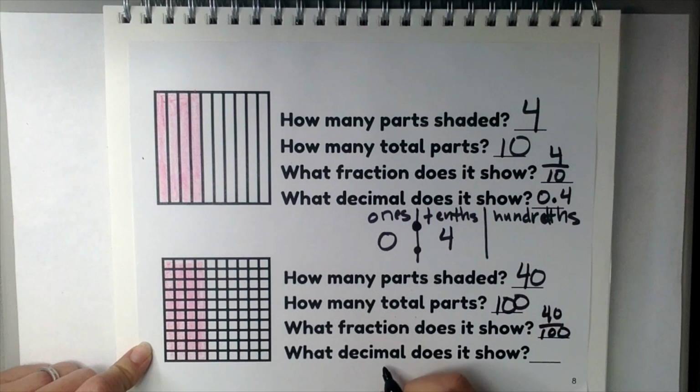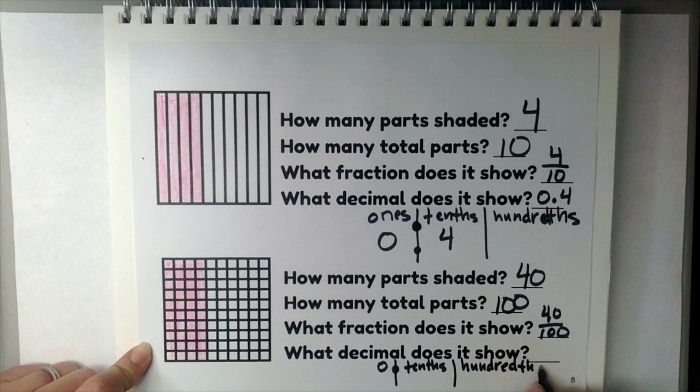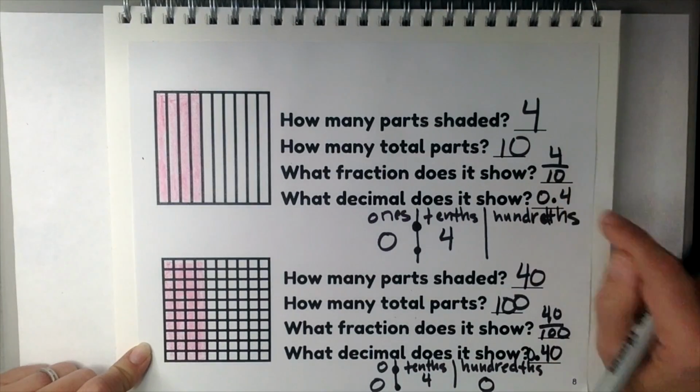What decimal does it show? So we can do our ones, decimal point, tenths, hundredths. I always forget the D in hundredths. So if we put it in this number, in the tenths place, there's a 4, and in the hundredths place, there's a 0. So we can write this as 0.40, 40 hundredths, or it's the same thing as 4 tenths.